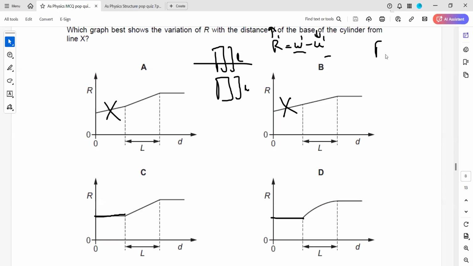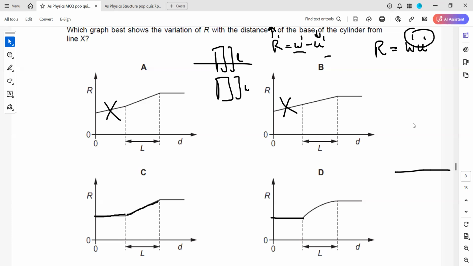For example, if the relation between R and U was a product, that would mean a power of 2. Then it would be a non-linear change, and the graph would be a curve. But this is a subtraction of W to the power 1 and U to the power 1. So it means it will be a linear change, so we'll have a straight line.